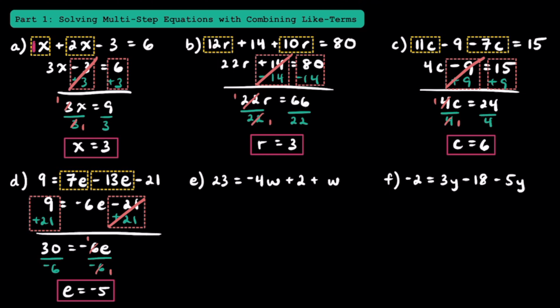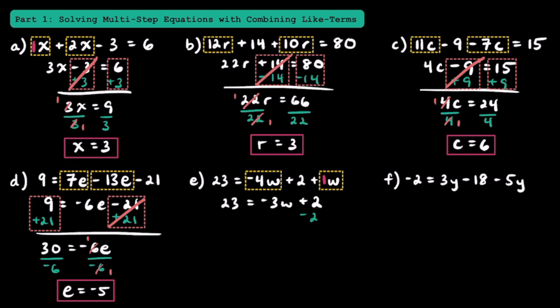We have 23 is equal to negative 4w plus 2 plus w. Let's start by combining these like terms of negative 4w and 1w. By adding their coefficients of negative 4 and positive 1, we're going to get negative 3w. After combining like terms, we have 23 is equal to negative 3w plus 2.